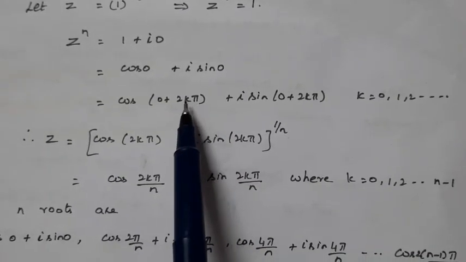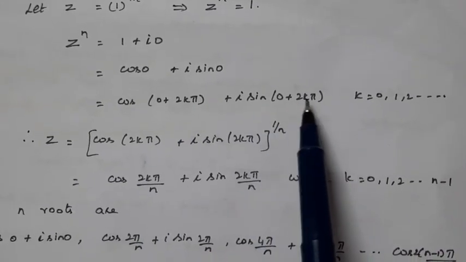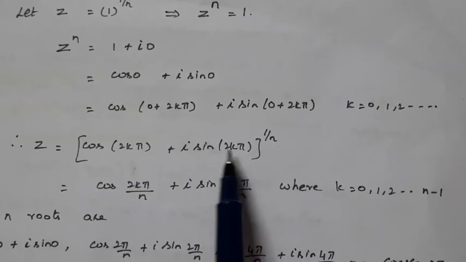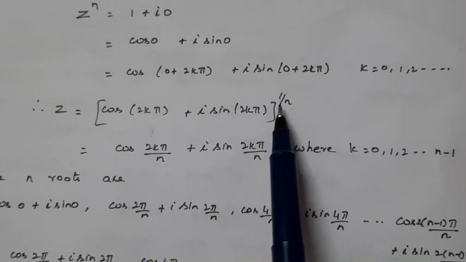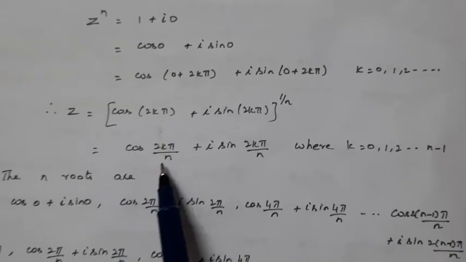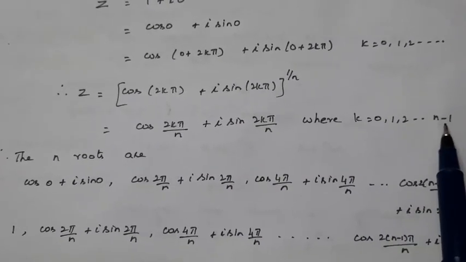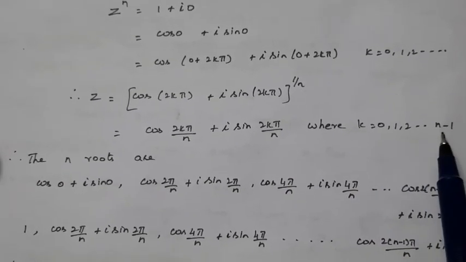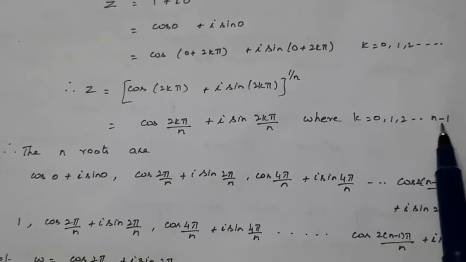Now, adding 2k pi to the argument, it becomes cos of (0 plus 2k pi) plus i sin of (0 plus 2k pi). Now z is equal to [cos 2k pi plus i sin 2k pi] to the power 1 by n. As we have seen, De Moivre's theorem is applicable for rational powers, so let us multiply the power by 1 by n. So we have cos 2k pi by n plus i sin 2k pi by n, where k is restricted to the values 0 to n minus 1. After applying the power, k is restricted to 0 to n minus 1, because even if you apply n plus 1, etc., the same values will be repeated. So only n distinct values will be there.